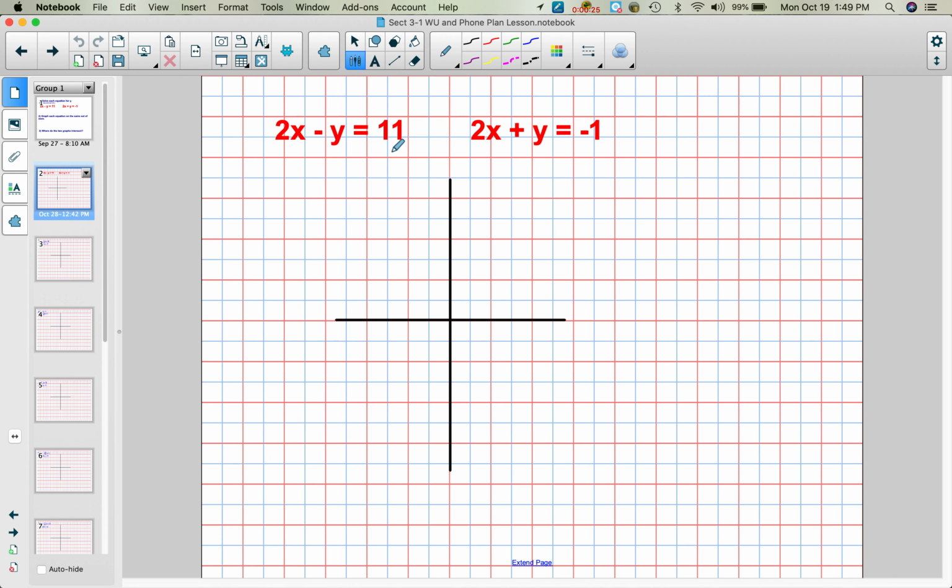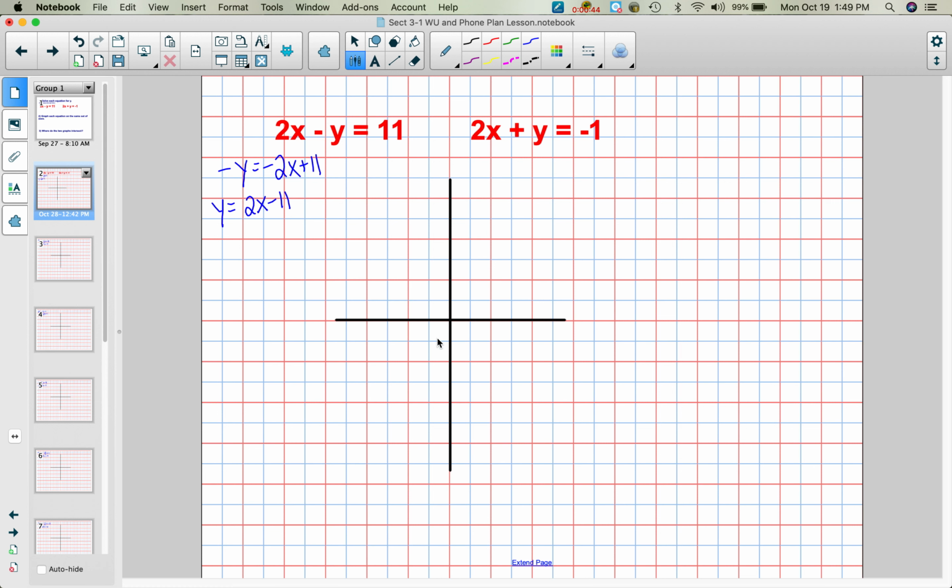So I'm going to go ahead and solve these both for y, putting them in slope-intercept form. So for this first one, I'm going to subtract 2x from both sides. I get negative y equals negative 2x plus 11. And that means y equals 2x minus 11.